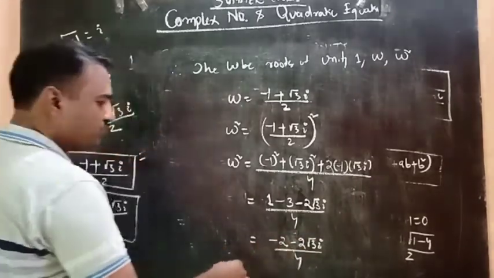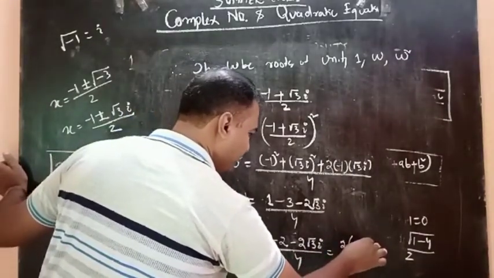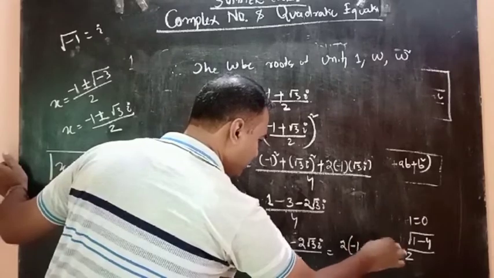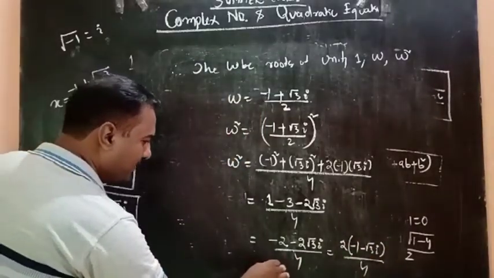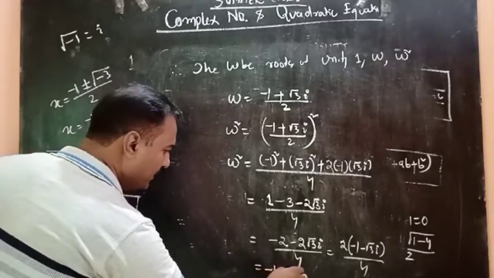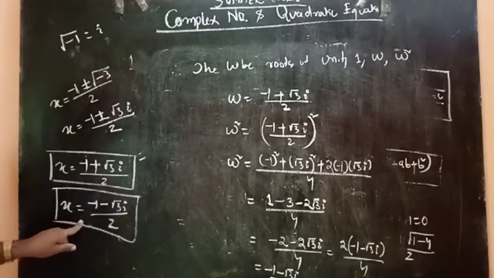So take common 2 from all these. I will take common 2. What should I get? Minus 1 minus root 3 i by 4, 2 ones are 2, 2 twos are 4. What should I get? Minus 1 minus root 3 i by 2. Check here, this one came or not? Minus 1 minus root 3 i by 2.